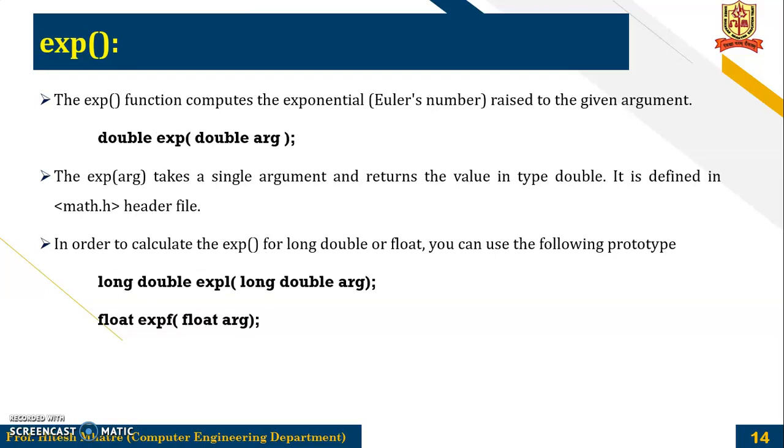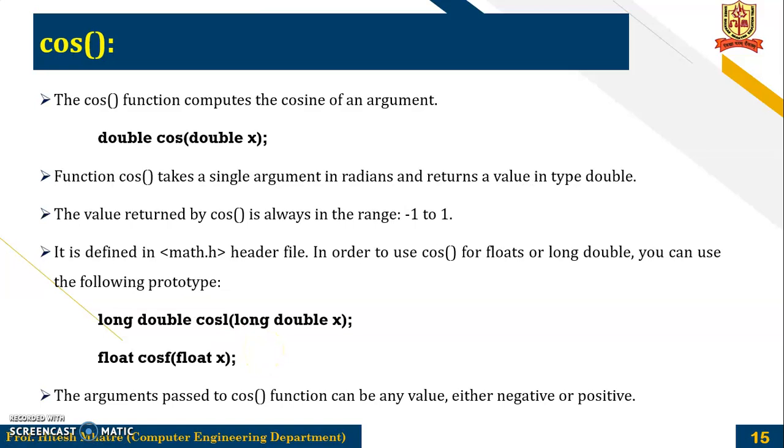Then the exponential function is used to compute the exponential, that is Euler's number raised to the given argument. Whatever the argument is, e raised to that particular value will be calculated. So double exp and then the argument. Similarly, if you want to calculate for long double, expl. If you want to calculate for float, then expf and the argument that you are passing, so it will calculate the exponential.